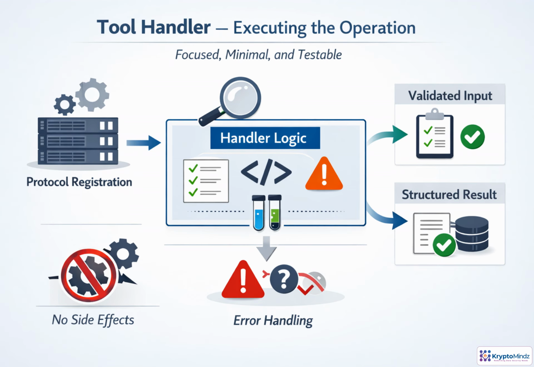The tool handler is where a registered tool becomes real application behavior. By the time this function runs, the input should already be validated, so the handler can focus on the operation itself. In a minimal server, that might simply return a status object with a service name and timestamp. The important qualities are predictable fields, no hidden side effects, and errors handled consistently. Keeping this logic separate from registration makes it much easier to unit test, reuse, and change without touching the protocol plumbing.